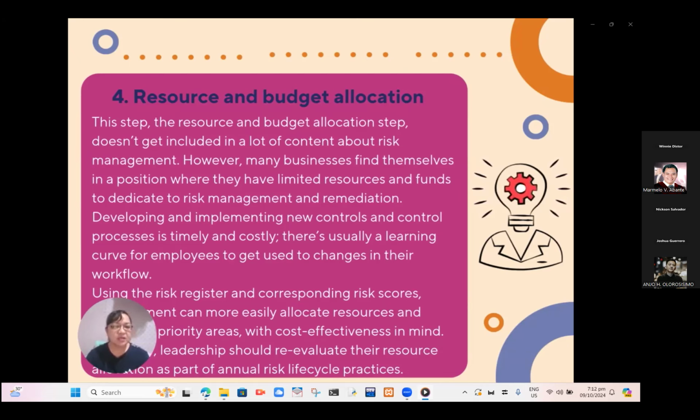Using the risk register and corresponding risk scores, management can more easily allocate resources and budget to priority areas. With cost effectiveness in mind, each year, leadership should evaluate their resource allocation as part of annual risk lifecycle practices.